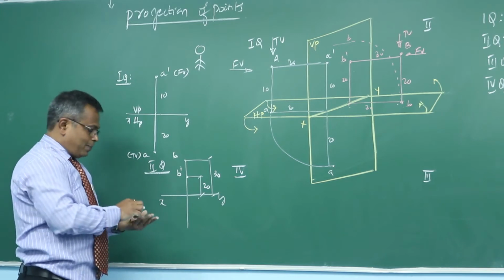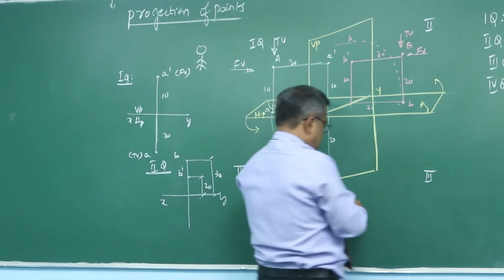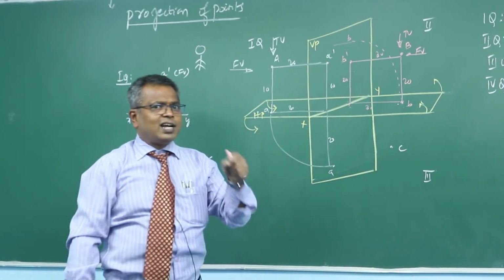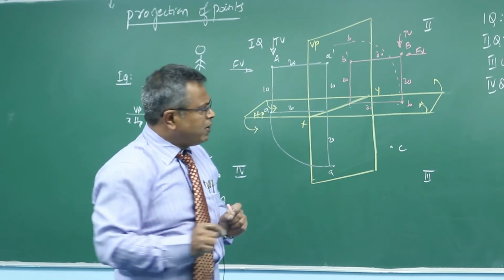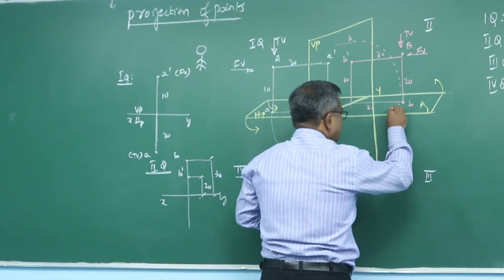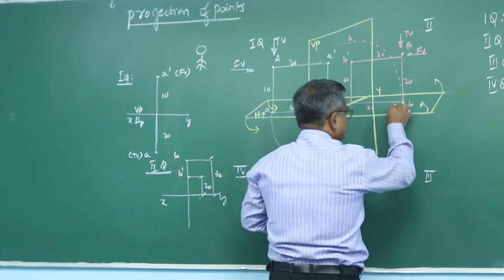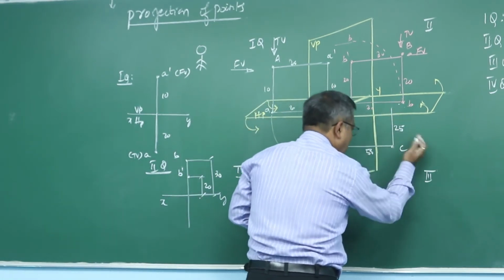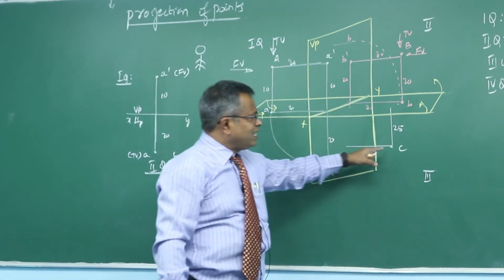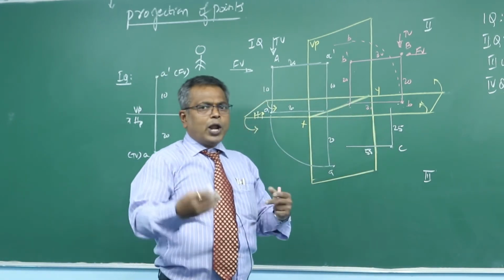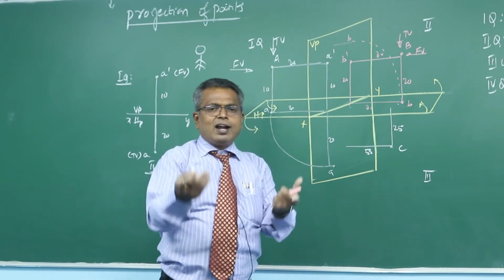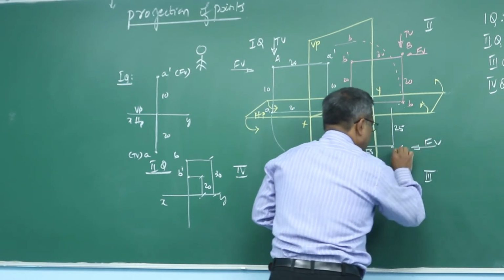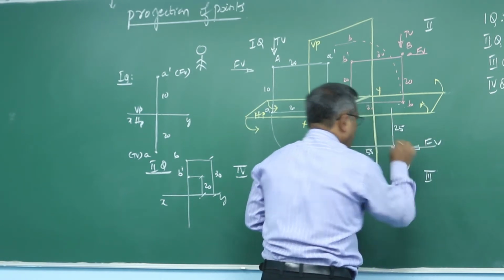Now move on to the third quadrant. Let us say your point C now lies in which quadrant? It lies in the third quadrant. How could it be? It is very simple. Let us say it is 25 millimeter below the horizontal plane and 55 millimeter behind the vertical plane, in which your point C is situated in the third quadrant. Now my interest is to draw the front view as well as the top view of the point C. This will be the front view, and this will be the top view of the point C.